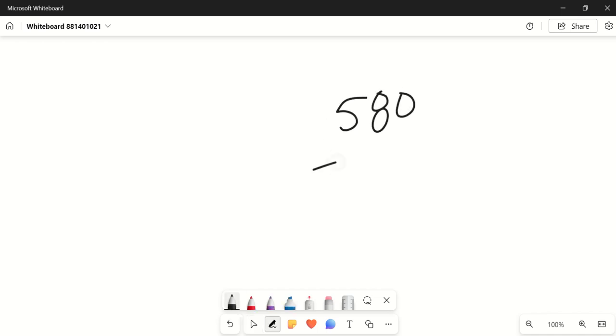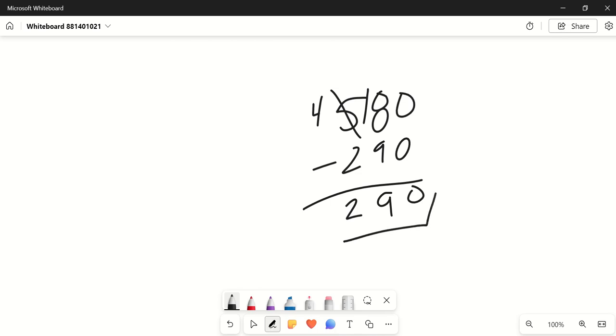580 minus, and I believe it was 290. 0 minus 0 is 0. 8 minus 9 can't do. We'll borrow. This will be 18 minus 9, which will give me 9 still. And 4 minus 2 will be 2. So it looks like it's jumping up 290 each time.